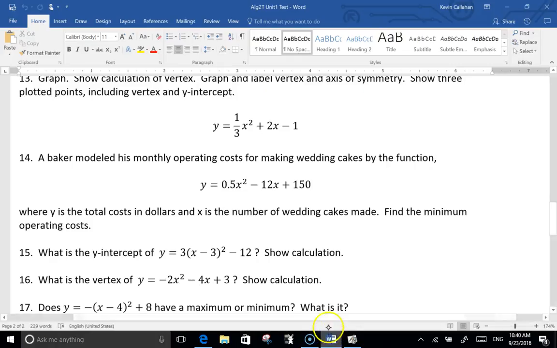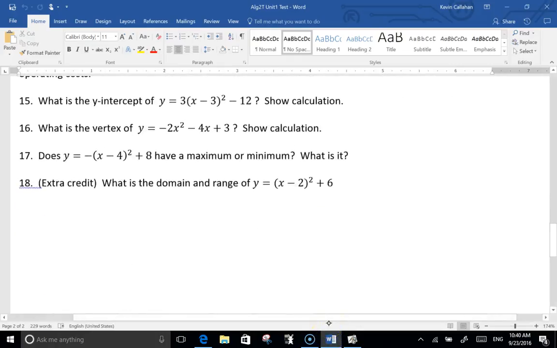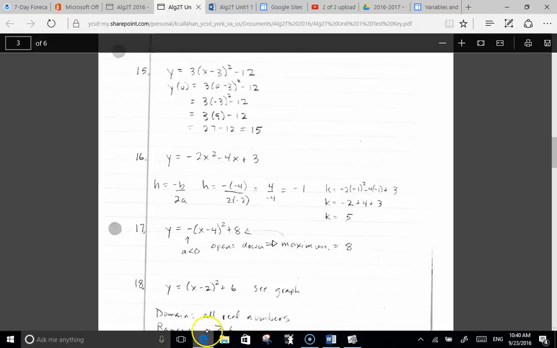Number 16. What is the vertex? So this was really just a substitute, negative b over 2a. But again, we made a lot of errors on just the arithmetic here for 16. Negative b over 2a should have been negative negative 4 over 2 times negative 2. So many people had that written down there, but did not get to negative 1 as the answer. I mean, we all ought to be able to go from here to here and get that as the answer.